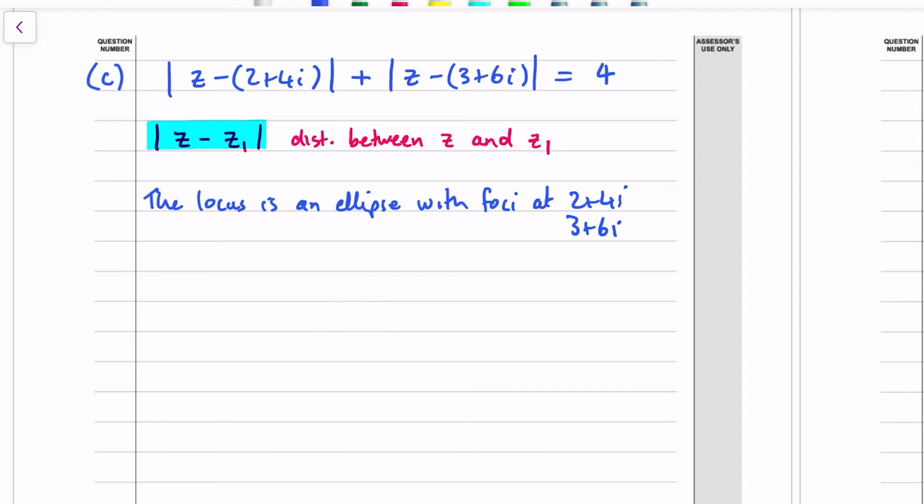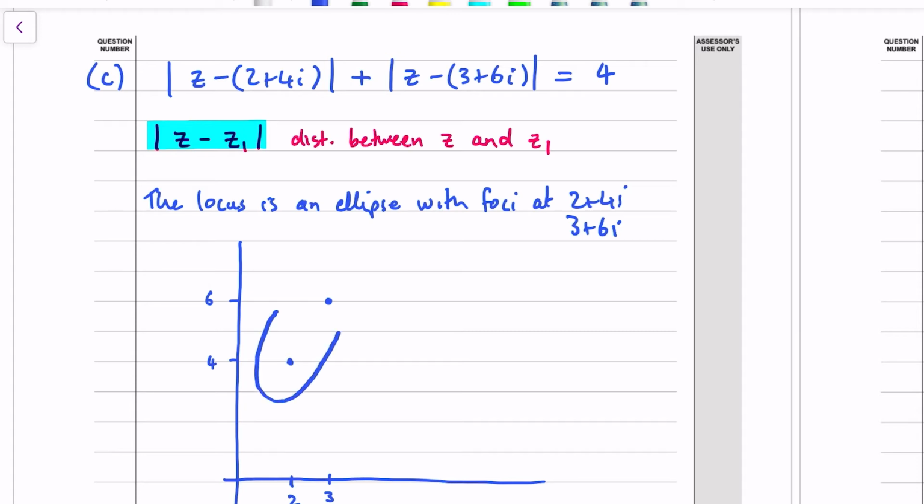Okay, so we can graph this. Again, I'll try and set out to make this to scale. And go 2 plus 4i is our first foci. And 3 plus 6i is our next one. And we get an ellipse that is around those points. That's a terrible start. Let's try and get it a bit better. Yeah, that will do.